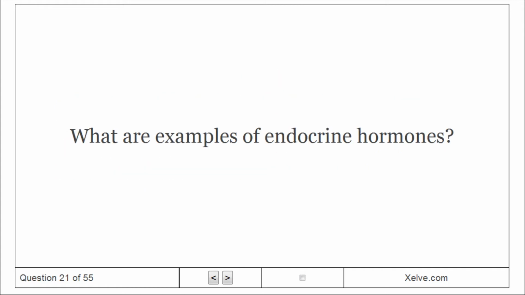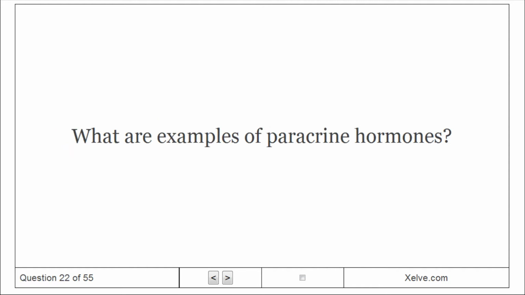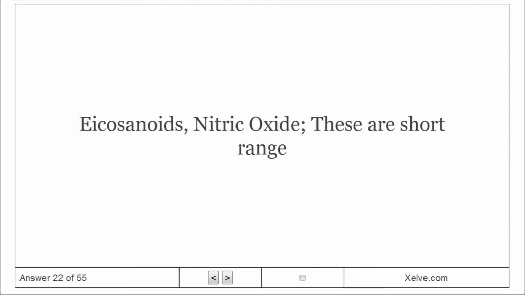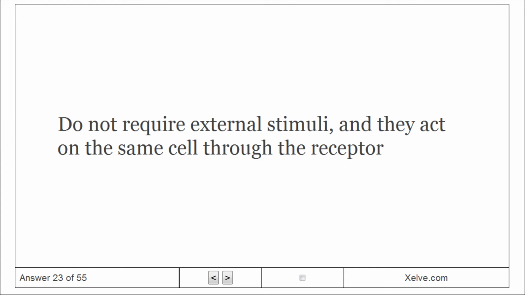What are examples of endocrine hormones? Insulin and glucagon. These have a long range. What are examples of paracrine hormones? Eicosanoids, nitric oxide. These are short-range. What are autocrine hormones? They do not require external stimuli, and they act on the same cell through the receptor.